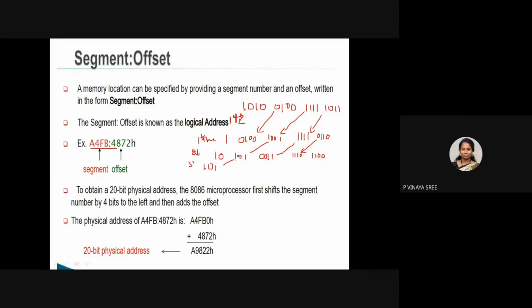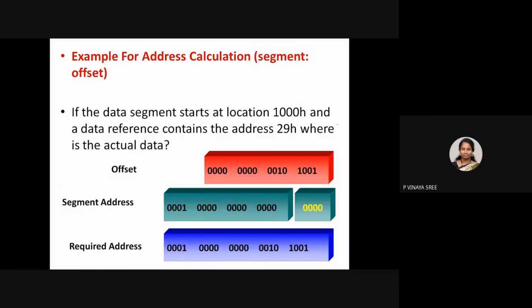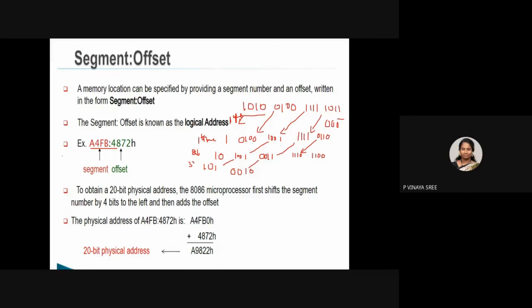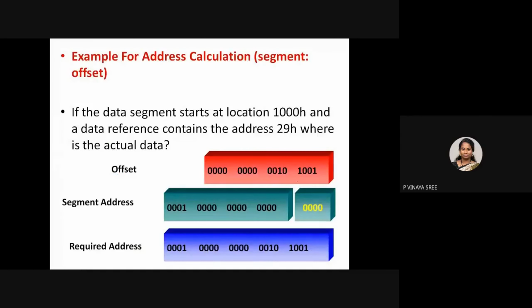Then in this place you will get 001, and this 0 will be coming here. Like that, when you represent it completely, these bits will be shifted out, and in the final bits you will get all zeros. In this way you have to represent, and finally you will get A4FB0. So whenever a question asks you to represent in binary, you have to convert it.